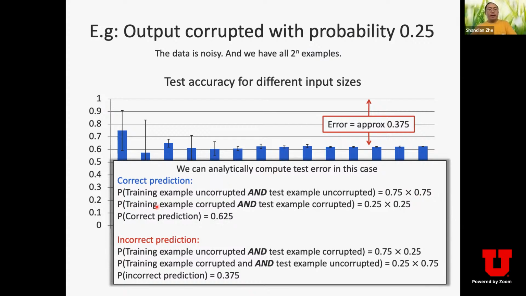And the second case is that in both stages, this example is corrupted, right? And the chance is 0.25 times 0.25. Now you just add them together, and you end up with the probability that you make a correct prediction being 0.625. And then the error probability is 1 subtracted by 0.625, which is 0.375. Does it make sense? This is consistent with our experiments.